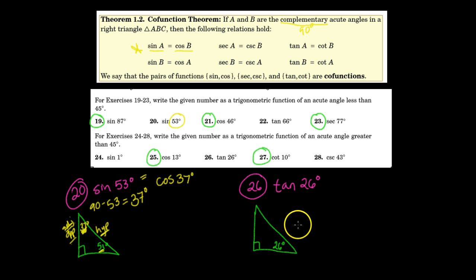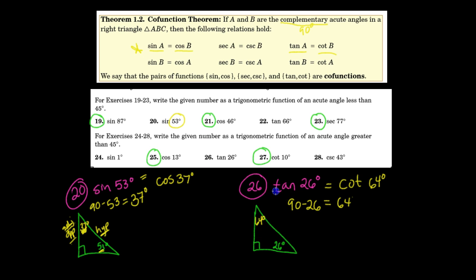Okay? And now for tangent of 26, for number 26, you're supposed to find an acute angle that's greater than 45 degrees. So if we do, once again, 90 minus 26, we can find the other angle, which would be 64. So this is 64 degrees, okay? And if you look up here, tangent is equivalent to cotangent of B. So we can say that this is equivalent to cotangent of 64 degrees.